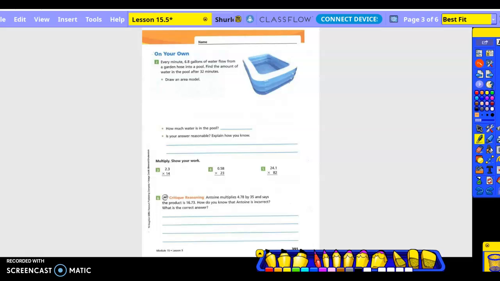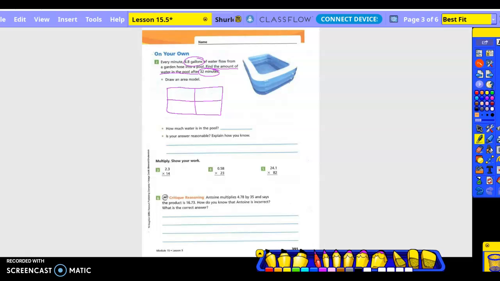Okay, on your own, number 2. Every minute, 6 and 8 tenths gallons of water flow from a garden hose into a pool. Find the amount of water in the pool after 32 minutes. They want us to draw an area model. So we have our numbers we're using, and then this is what they're looking to find. Yesterday we only drew 2 boxes, right? Since we're doing double digits, we have to draw 4, right?